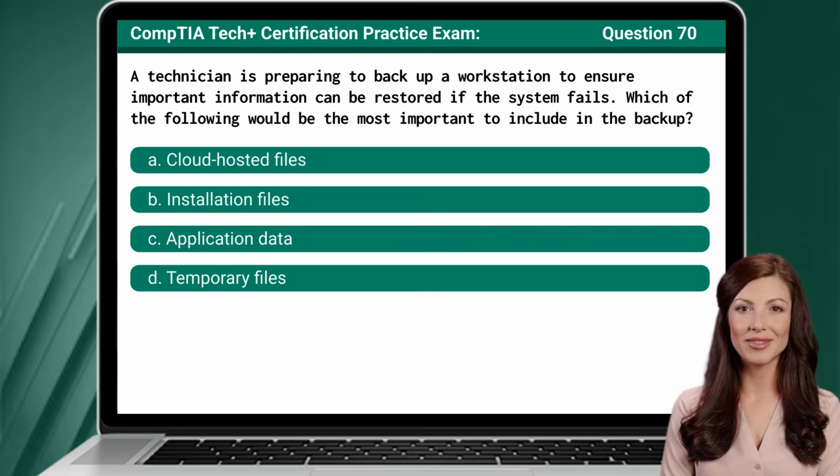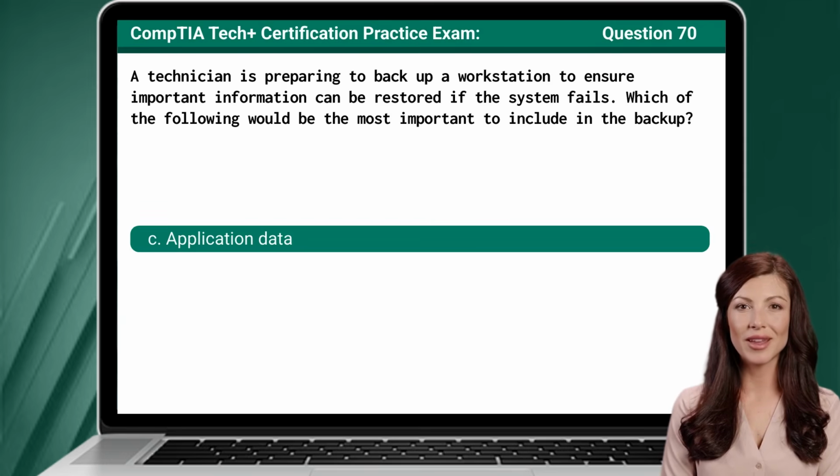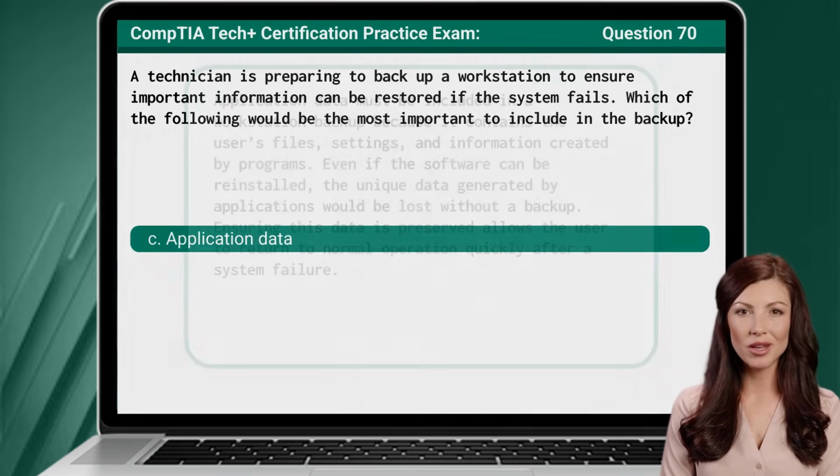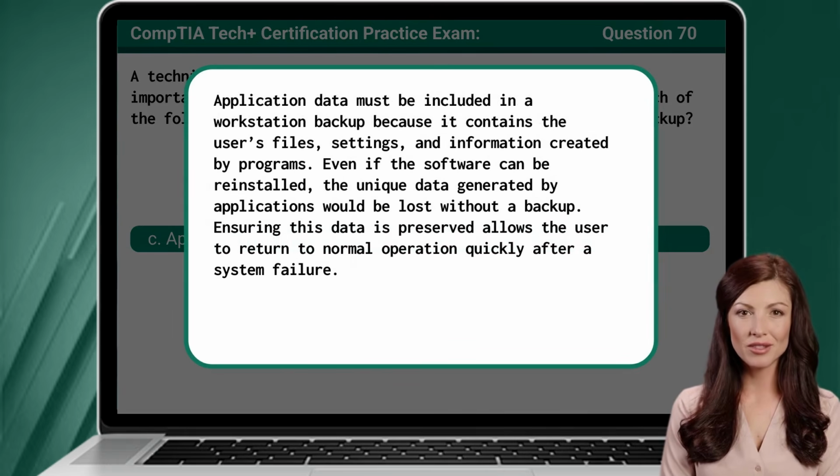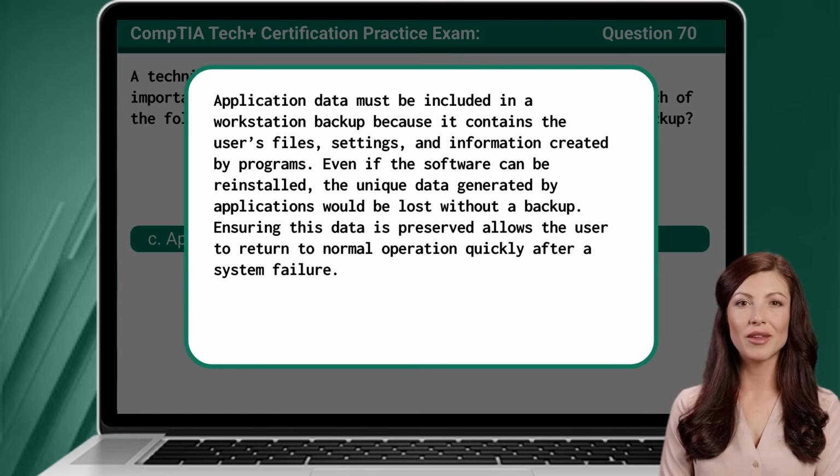The answer is C. Application data. Application data must be included in a workstation backup because it contains the user's files, settings, and information created by programs. Even if the software can be reinstalled, the unique data generated by applications would be lost without a backup. Ensuring this data is preserved allows the user to return to normal operation quickly after a system failure.